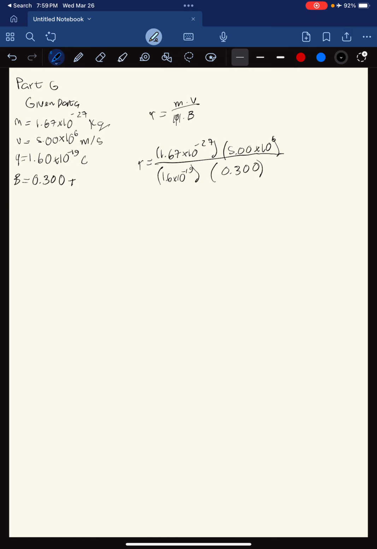1.67 × 10^-27, times 5 × 10^6, divided by 1.60 × 10^-19, times 0.300, and that's giving me the radius of 0.174 meters. That's how we got this answer.